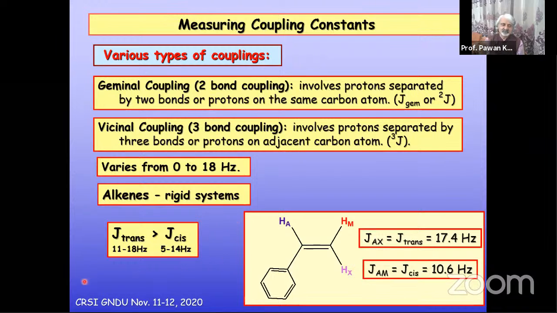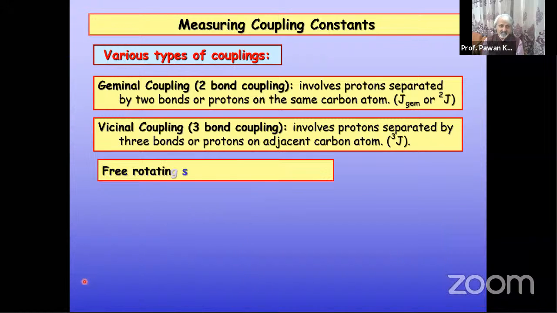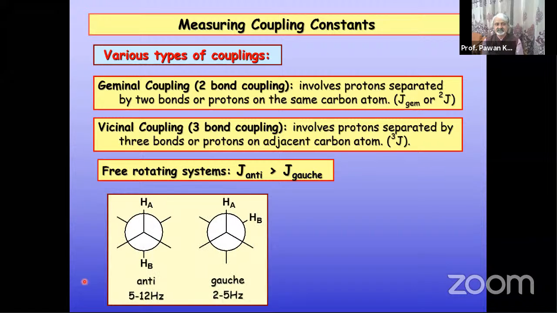So J trans can be from 10 to 18 and J cis can be from 8 to 14 or 5 to 14, depending upon some other factors like the electronegativity, etc. And in case of freely rotating systems, J anti is always greater than J gauche. So for example, HA and HB are anti, whereas here HA and HB, they are gauche. So J anti is always greater than J gauche.